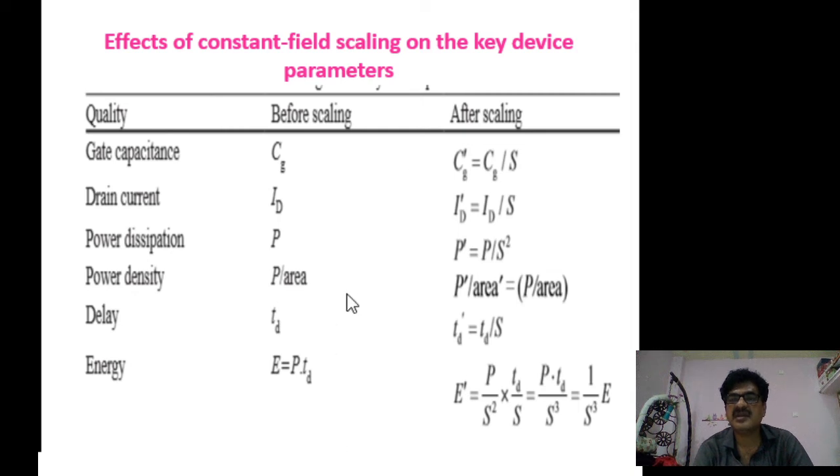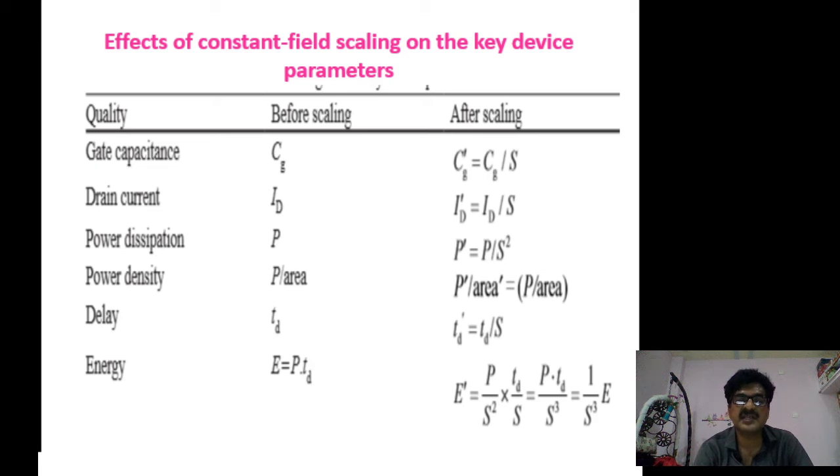The second column represents the values of these parameters before scaling, and the third column represents those values after scaling. If you observe, the power dissipation is decreased by a factor of S square, power density is the same, delay is decreased by a factor of S, and energy is decreased by a factor of S cube.